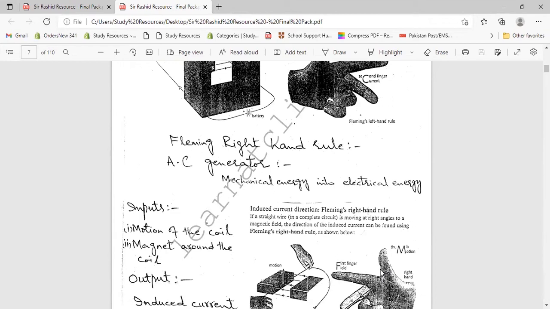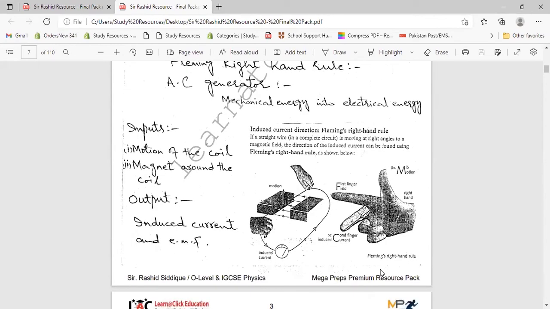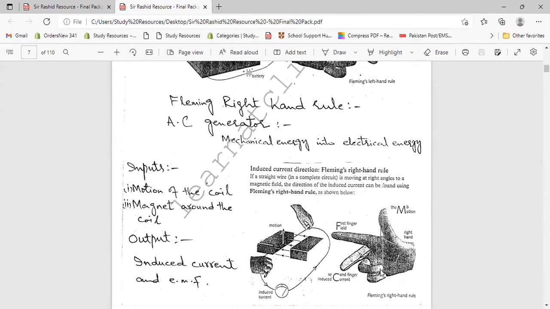Just for introduction, I have summed up these four rules on one page. Then there is the Fleming right hand rule. This Fleming right hand rule is applied in the AC generator, the alternating current generator. In a generator, a magnet is present and there is a coil. You move this wire in between the magnetic field, and there will be a change of magnetic flux. Later on, I will discuss the diagram of the generator with you.